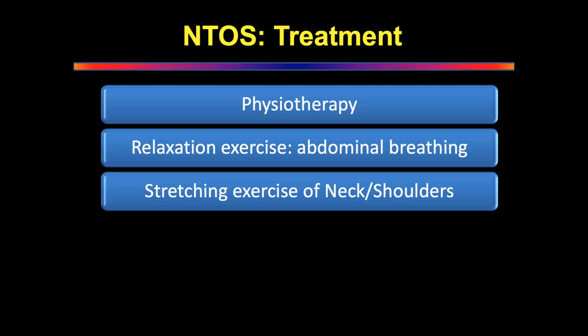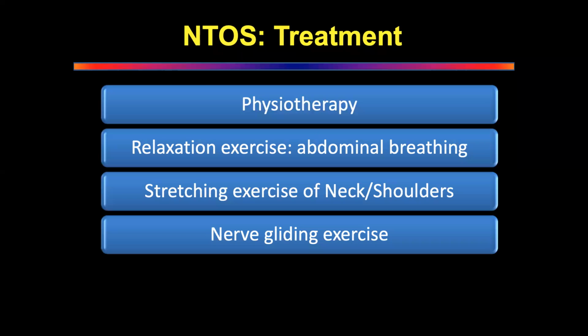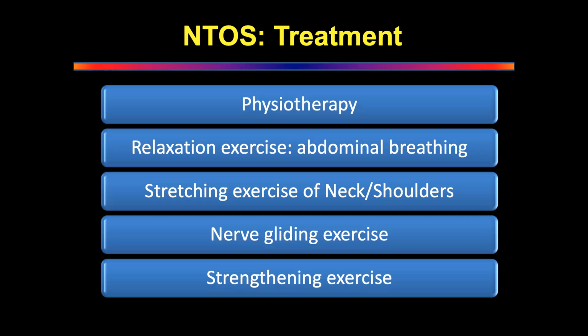Okay. Stretching exercises of the neck and shoulders, nerve gliding exercises, and strengthening exercises. So there are some specific exercises you have to teach her to strengthen the muscles of the neck, okay, and to strengthen the muscles of the shoulder girdle. So one is relaxation exercises, one is stretching exercises, nerve gliding, and strengthening exercise.